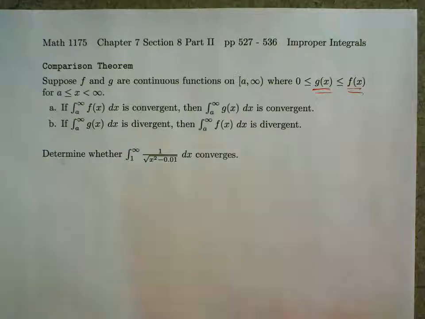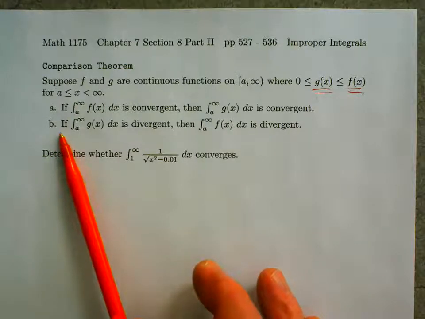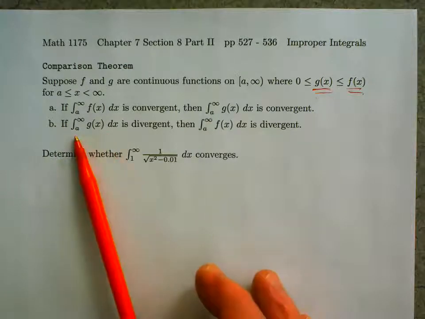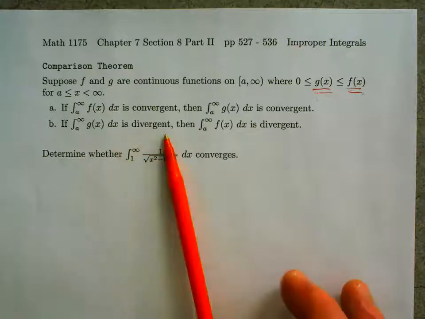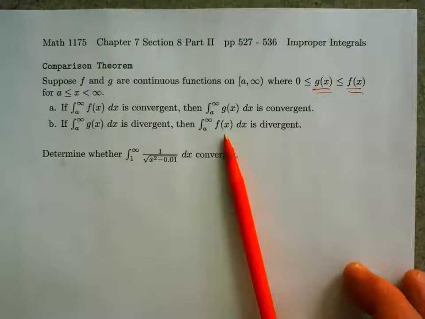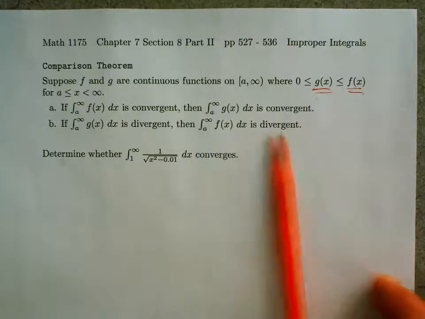And then analogously, if the improper integral of g of x dx from a to infinity is divergent, then so will the improper integral of f of x dx from a to infinity be divergent.